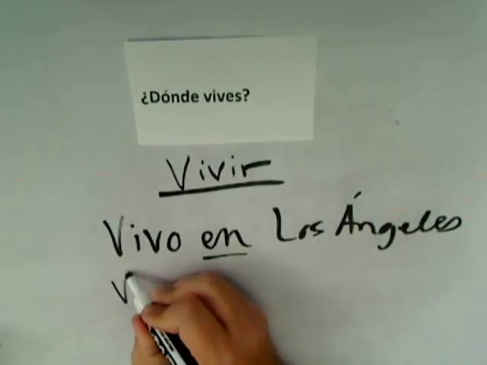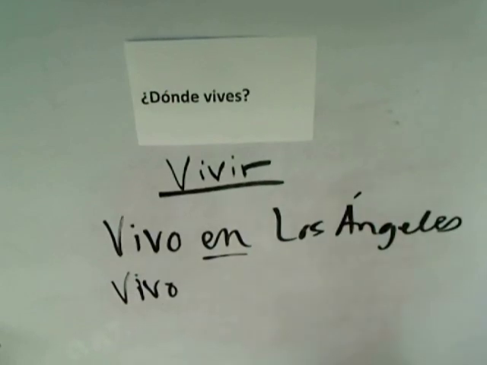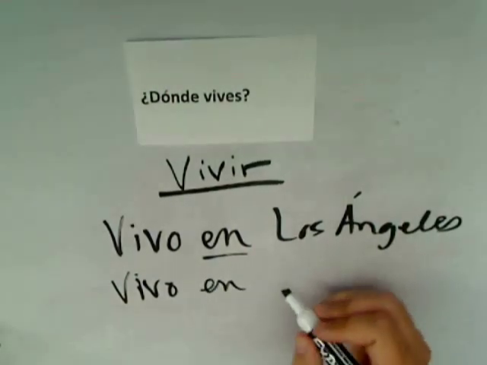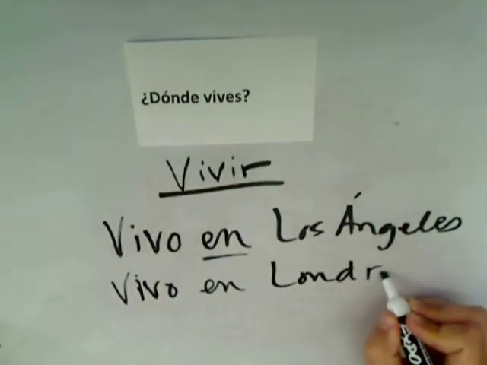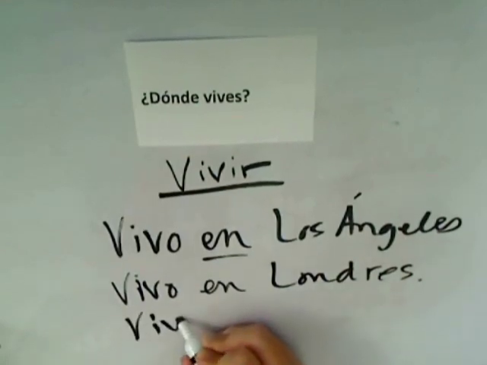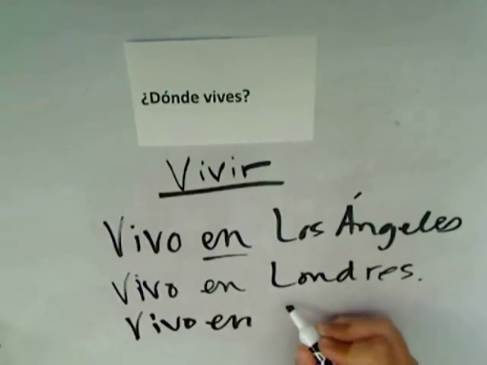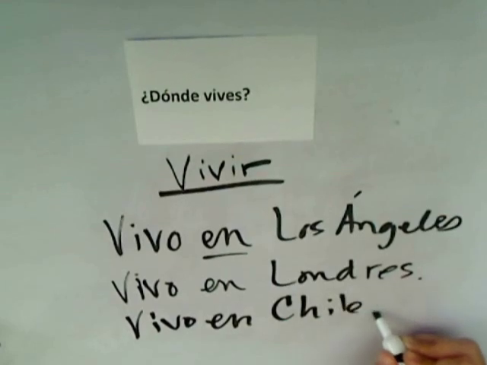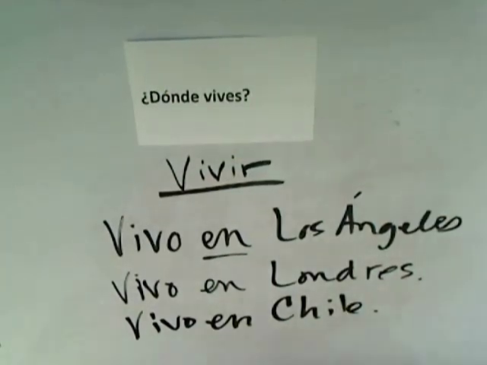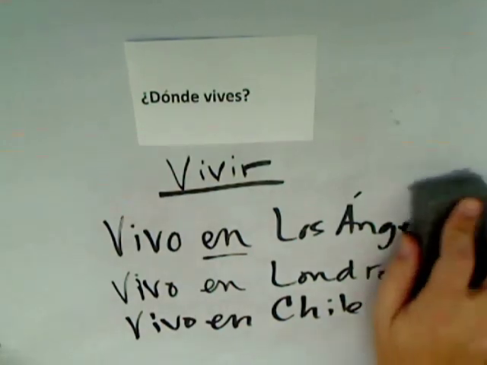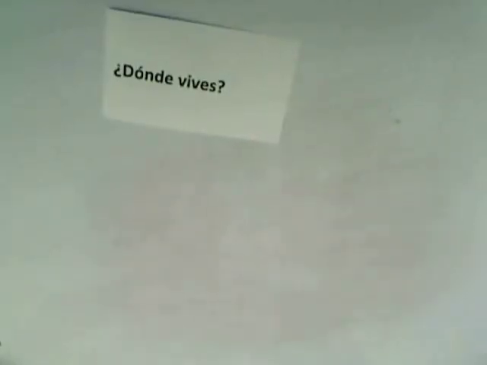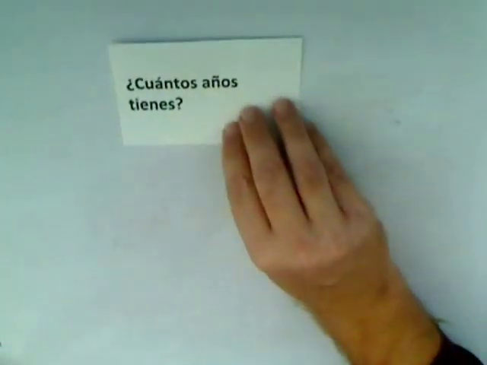Or I can use a state, right? Or a province or whatever. Vivo en another city, Londres. Vivo en a country, Chile. Okay? ¿Dónde vives? Vivo en, and then the place. Very simple questions to answer. Okay? Let's look at another question about personal information that comes up a lot.